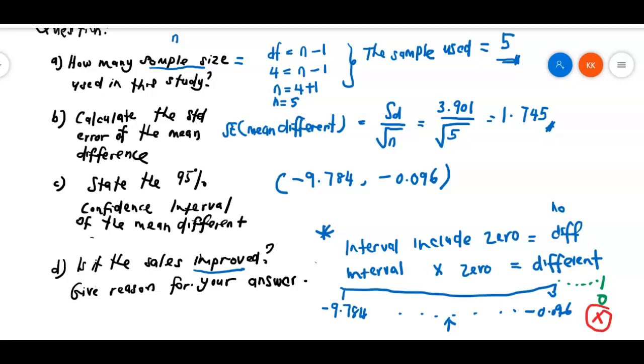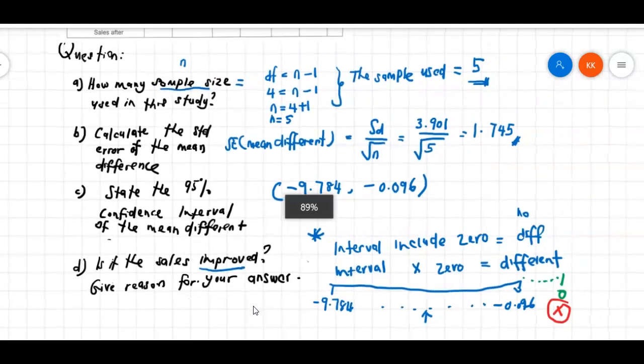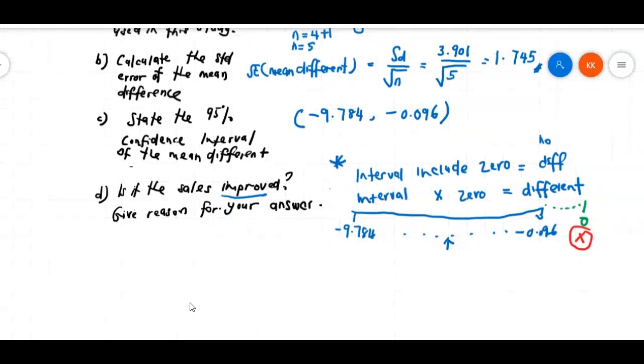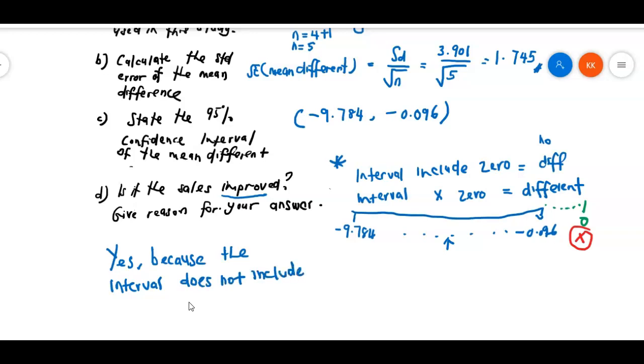Jadi kita boleh jawab, apa jawapan kita? So jawapan kita here is, did the sale improve? Yes. Give the reason why. Because the interval does not include 0.